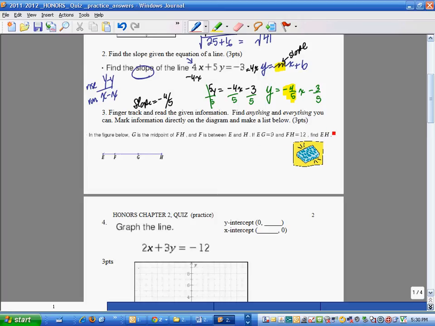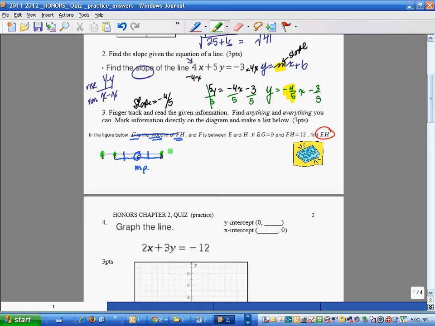So step 1 is I'm going to mark G is the midpoint of FH. So I trace FH. G's the middle, so I'm going to circle that. I'm going to write MP, meaning midpoint, and that means these 2 segments must be equal. Cross stuff out as you account for it. Next one, F is between E and H. So here's F, here's E, here's H. It just says it's between. That does not mean it's the midpoint.